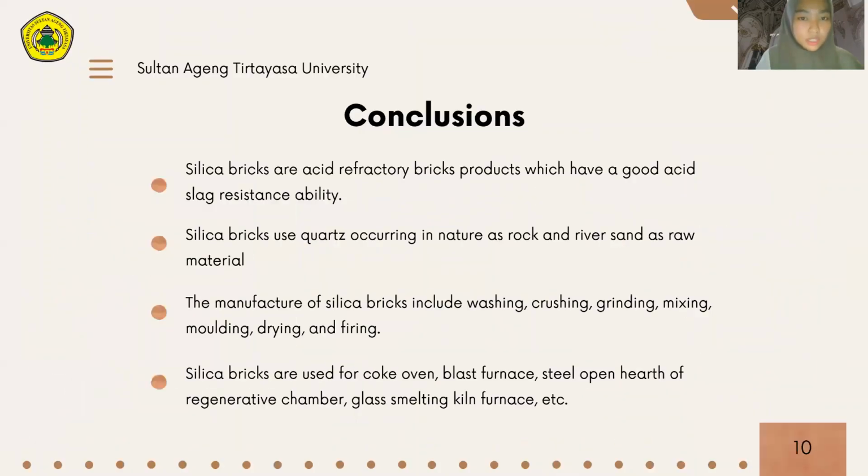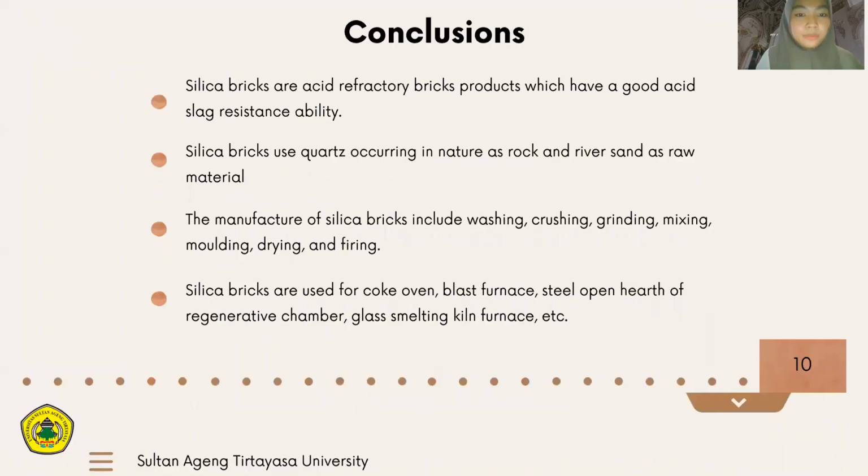From our presentation, it can be concluded that silica bricks are acid refractory bricks products which have a good acid-resistant ability. Silica bricks use quartz occurring in nature as rock and river sand as raw material. The manufacture of silica brick includes washing, crushing, grinding, mixing, molding, drying, and firing. Silica bricks are used for coke oven, blast furnace, steel open hearth of regenerative chamber, glass melting kiln furnace, etc.